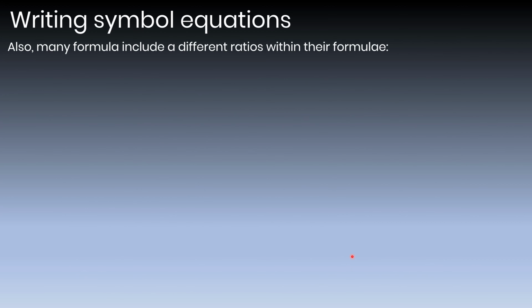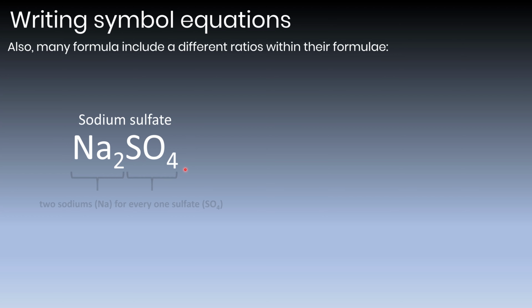You might also notice that some chemical formulae contain different ratios within them. For example, sodium sulfate, you will be forgiven for thinking that it's Na for sodium, SO4 for sulfate. But actually that's not true. Sodium sulfate has the formula Na2SO4. You can see here we've got 2 atoms of sodium for every 1 sulfate. Sulfate is the whole SO4 group. So if I've just got SO4 written like that, then I've got 1 sulfate. So 2 sodiums for every 1 sulfate.